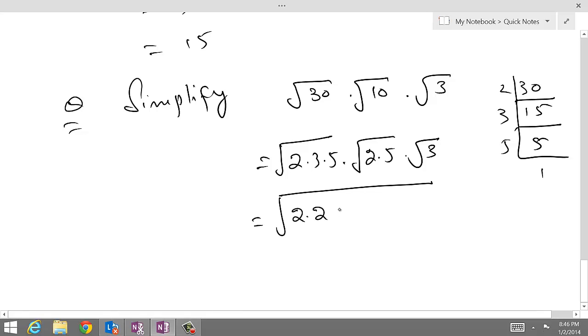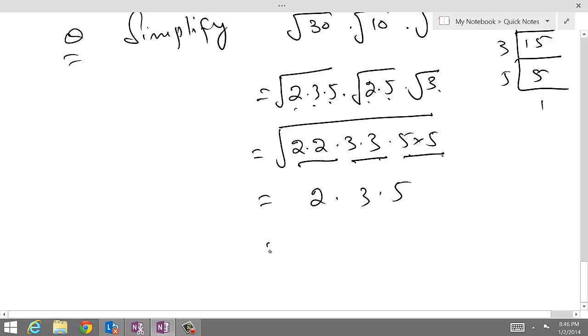2 times 2 times 3 times 3 times 5 times 5. So 1, 2, 3, 4, 5, 6. Out of this pair you can take a 2 out. Out of this pair you can take that 3 out. Out of this pair you can take 5 out. So 2 times 3 times 5, this would be 2 times 3 would be 6 times 5, that would be equal to 30.